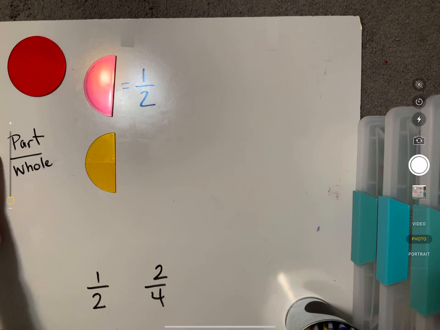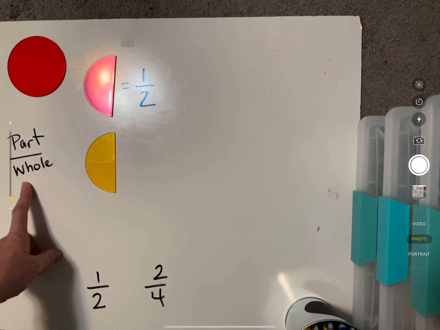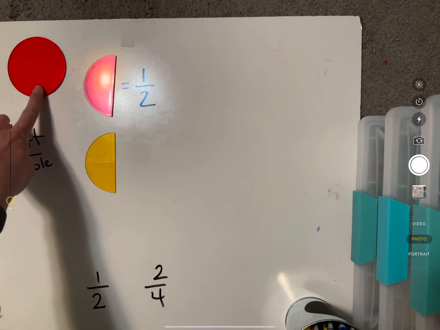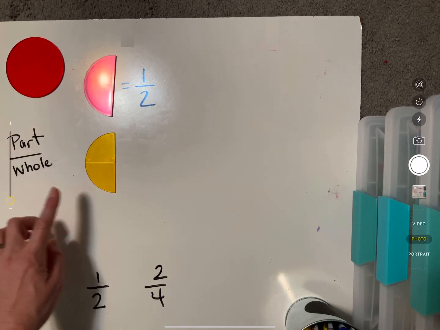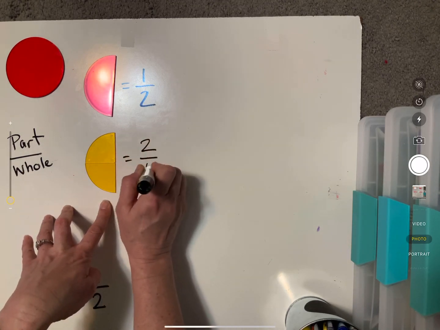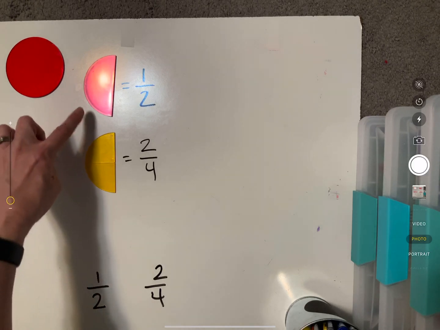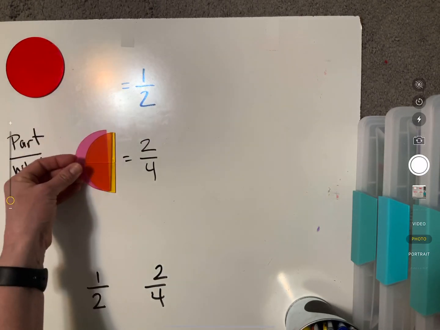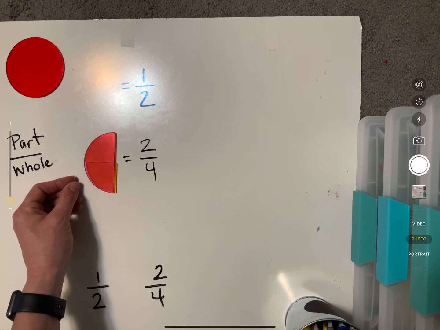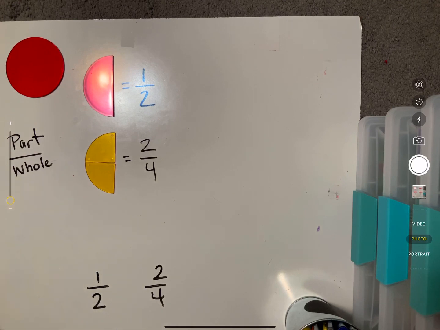So our part in this case is how many pieces we're talking about, and our whole would be how many of those pieces it would take to make our whole. Okay? So our whole, remember, is this circle. So this fraction would be equal to 2/4. So if I were to take this pink piece and lay it over my fourths, you can see that they're equal. So that's going to prove with our manipulatives that these are equal sizes. So 2/4 is equal to 1/2.